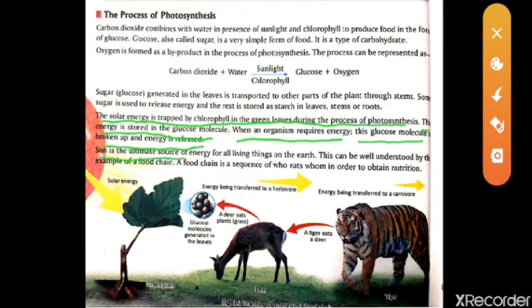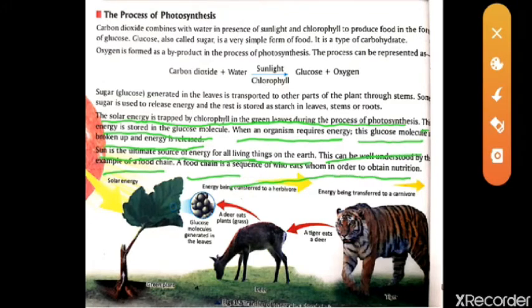Sun is the ultimate source of energy for all living things on the earth. That means by the process of food chain, I will show you how the sun is the ultimate source of energy. That means on the earth we are also dependent on the sunlight, but we are dependent indirectly. How? I will show you just after some minutes. This can be understood by the example of a food chain. A food chain is a sequence of who eats whom in order to obtain nutrition.